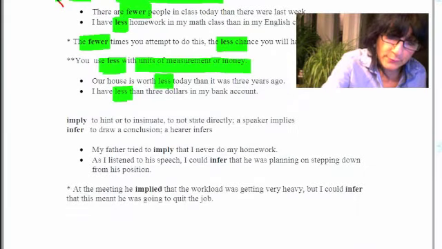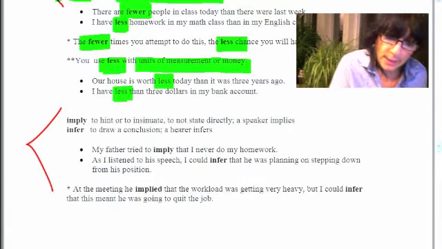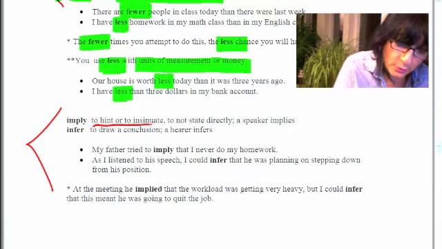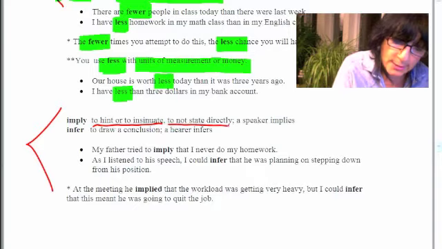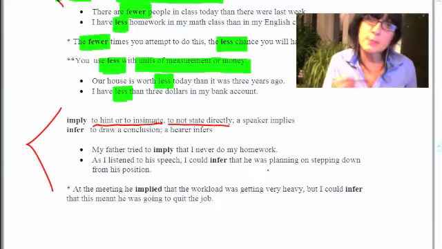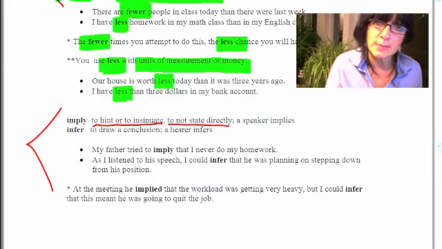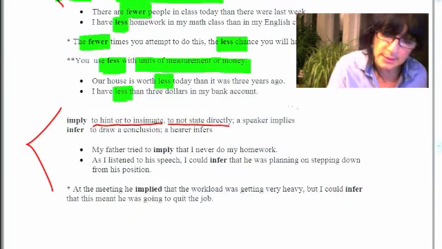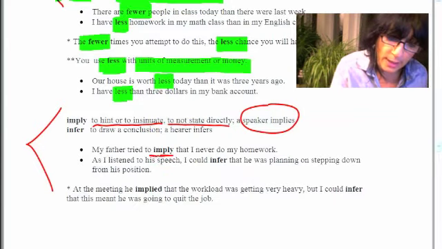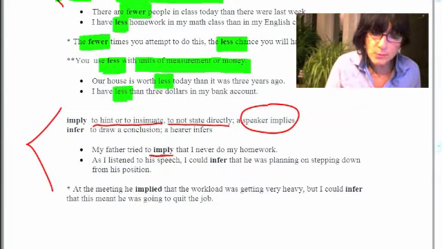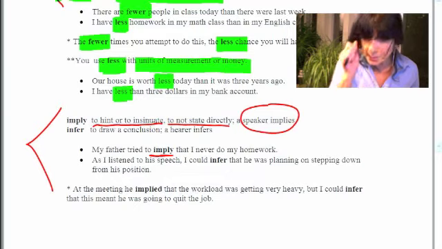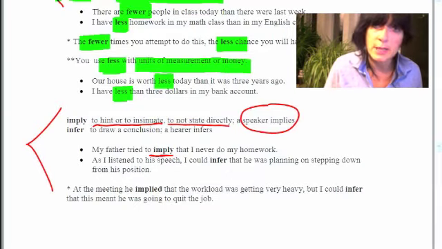Two other words that are frequently confused are the words imply and infer. Imply means you're hinting or you're insinuating. You're not stating directly. So a speaker will imply. When he's saying something, a speaker will imply, makes an implication. Example, my father tried to imply that I never do my homework. So he's not just saying to you, you never do your homework. That would just be a statement. What he's saying is an example of an implication that he's implying.